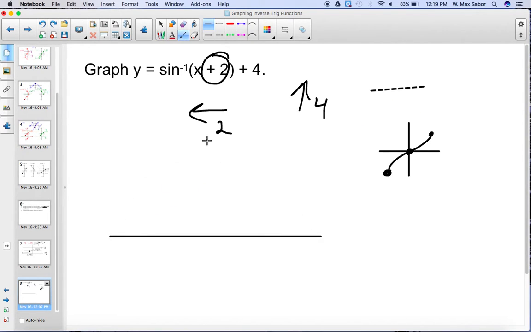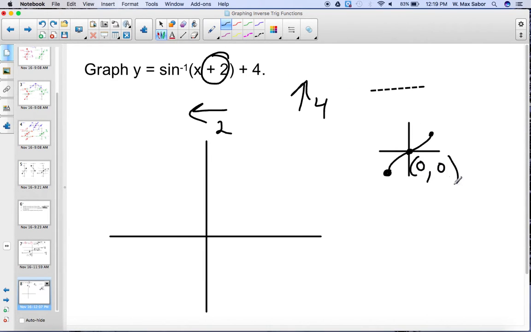So this original point was 0, 0. So we're going to shift it up 4, left 2, and that's going to become negative 2, comma, positive 4. This original point was 1, comma, pi over 2. And shifting that up, left 2 is going to be at negative 1.